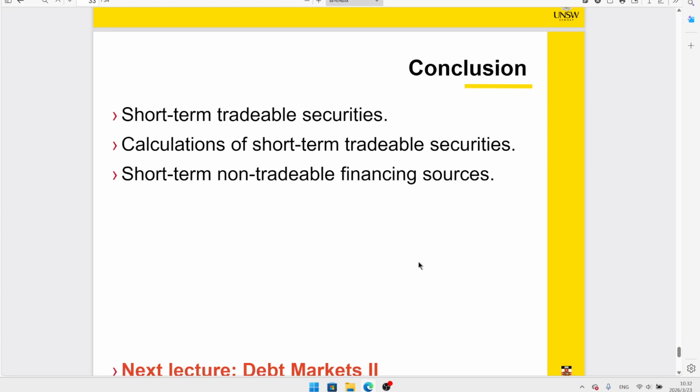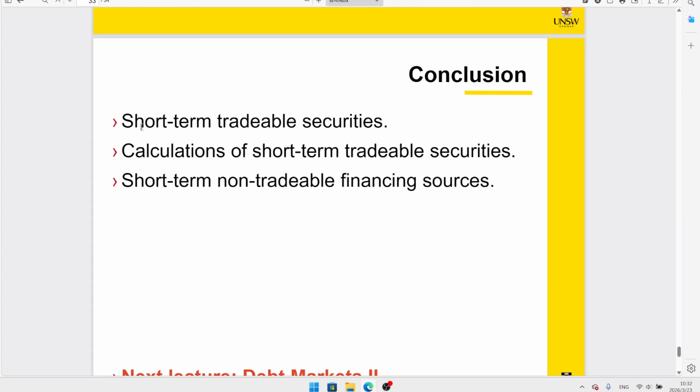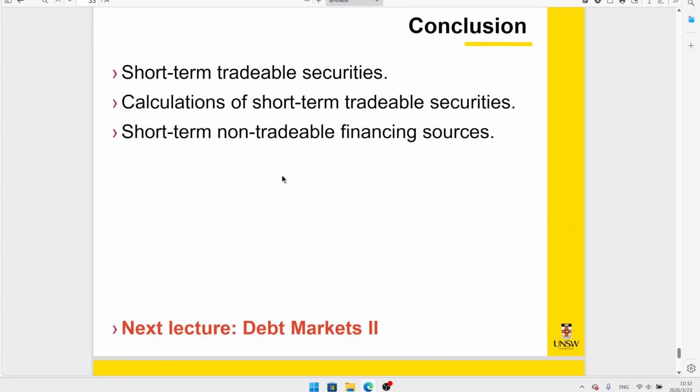Yes, the conclusion. We discussed the short-term tradable securities, the calculation of short-term tradable securities, and the short-term non-tradable financing sources. That's all about today's lesson.